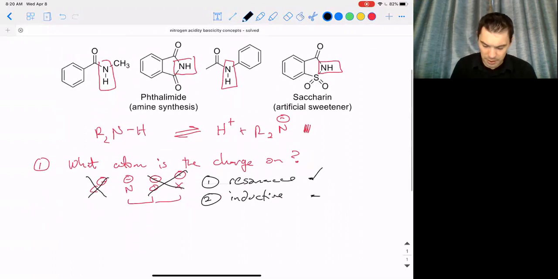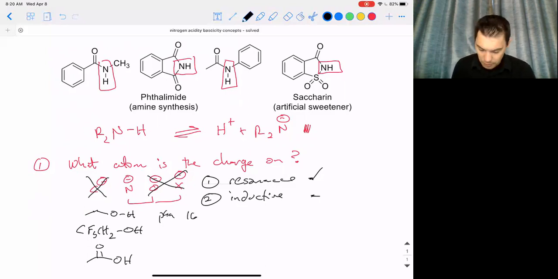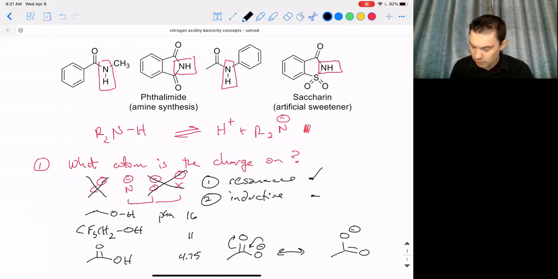The classic example that is used to illustrate that is if we look at something like trifluoroethanol, and we compare that to regular old ethanol, and we compare that to acetic acid. The pKa of ethanol is pretty close to hydroxide, and so we usually say about 16 for that. Trifluoroethanol comes in at about 11, so quite a bit more acidic than ethanol, but not as acidic as acetic acid. And acetic acid comes in at about 4.75. Overall, the resonance delocalization of this anion in the acetate functional group, I'm going to use my resonance arrow here, is really what we usually use to explain that increased acidity.